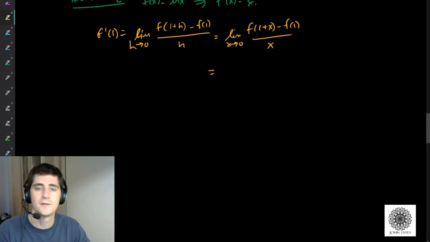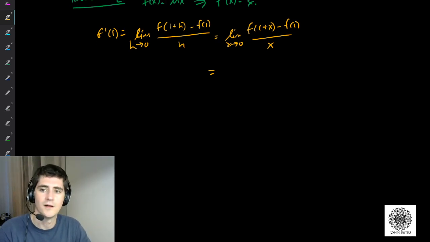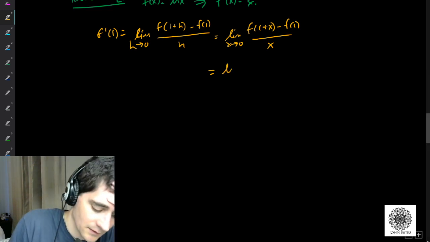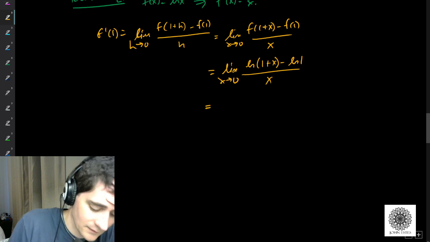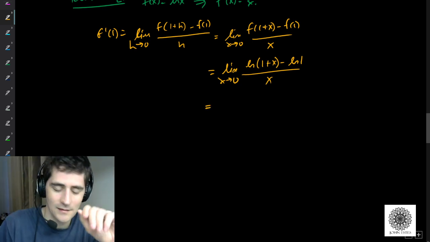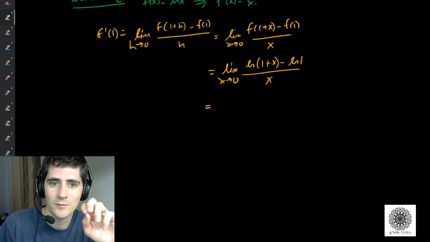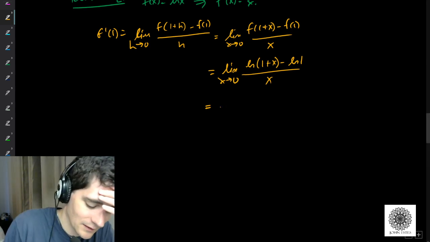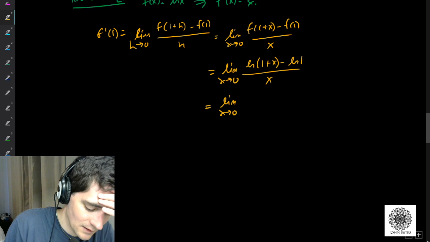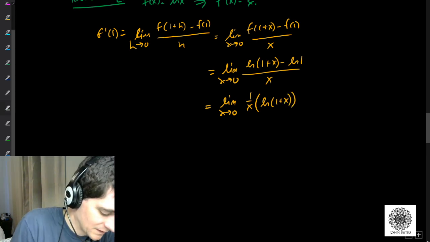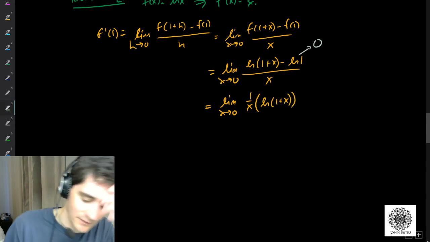What was f again? f was ln, right? So I'm taking now the limit as x approaches 0 of ln of 1 plus x minus ln 1, all over x, okay? And ln 1 is what? 0. So here I get the limit as x approaches 0. I'm going to take out the 1 over x and have ln of 1 plus x. Again, remember, that's 0. That's a 0 there.